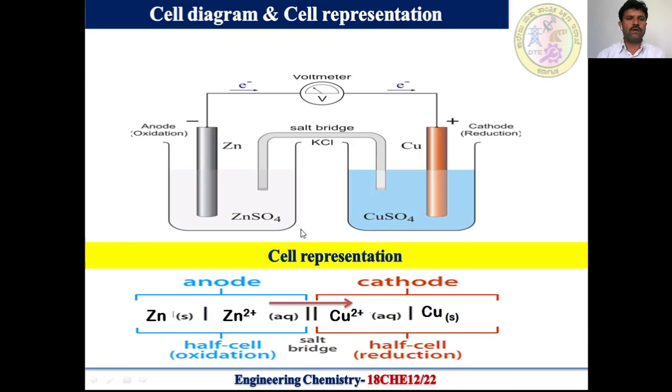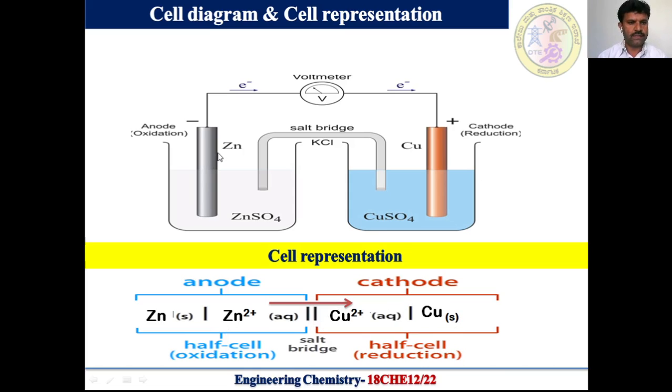So next, we move on to the cell diagram and cell representation. If this is a diagram, we can represent the cell in this way. As per convention, the anode should be written at left. Here zinc is an anode, and the cathode should be written at the right side of the anode, and these anode and cathode are connected through a salt bridge.